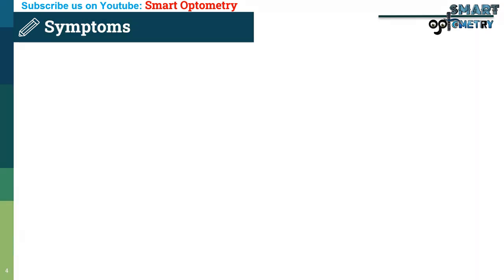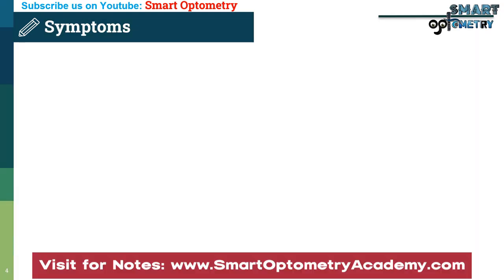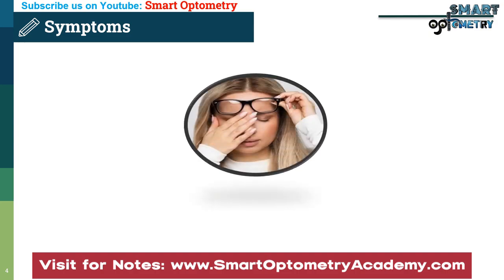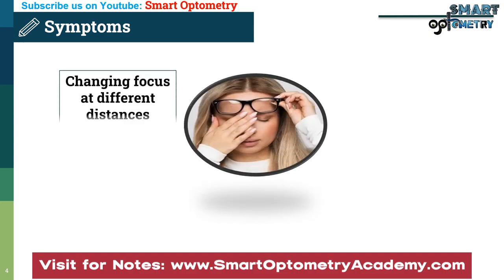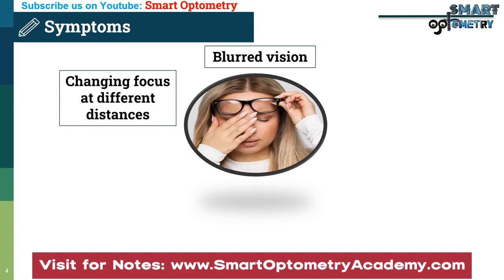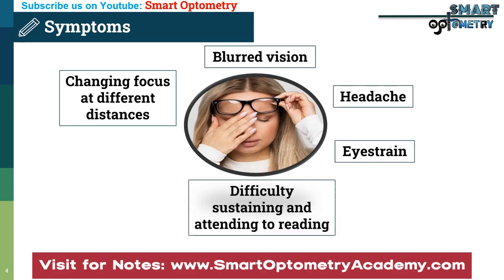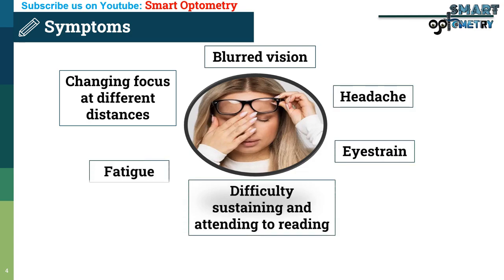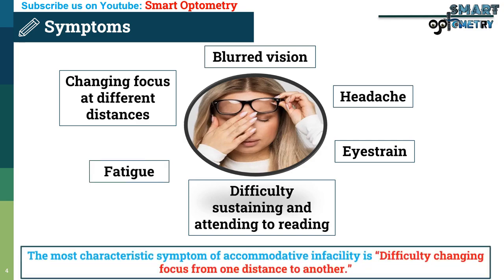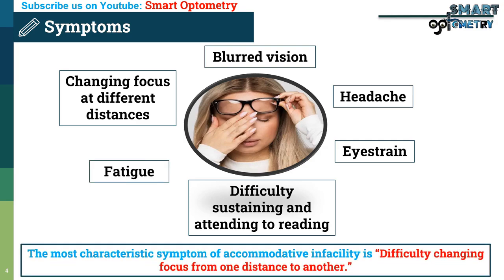Now let's see the symptoms of accommodative infacility. Most symptoms are associated with reading or other close work. Common complaints are difficulty changing focus from one distance to another, blurred vision, headache, eye strain, difficulty in sustaining and attending to reading or other close work, and fatigue. The most characteristic symptom of accommodative infacility is difficulty changing focus from one distance to another.